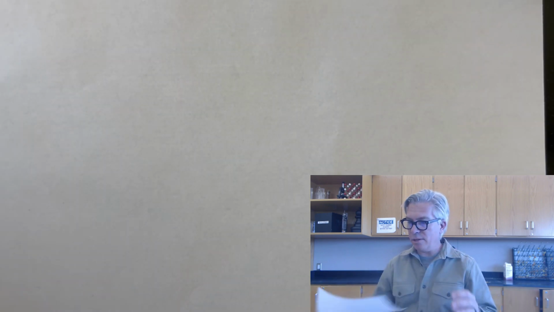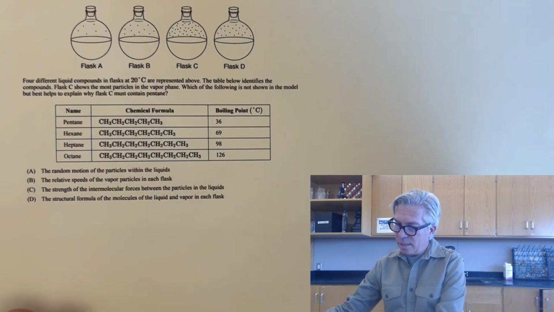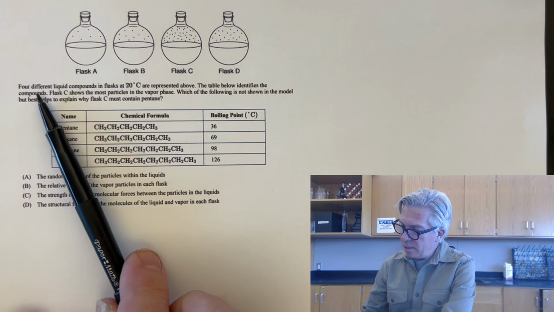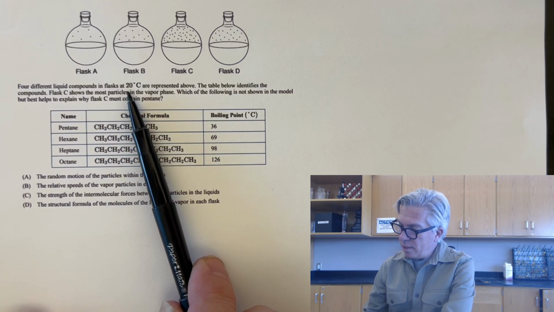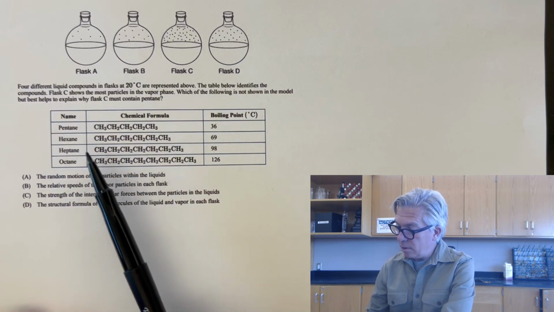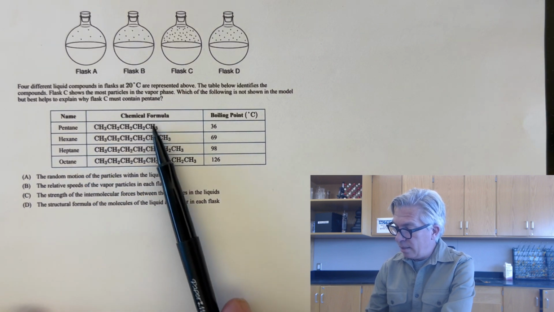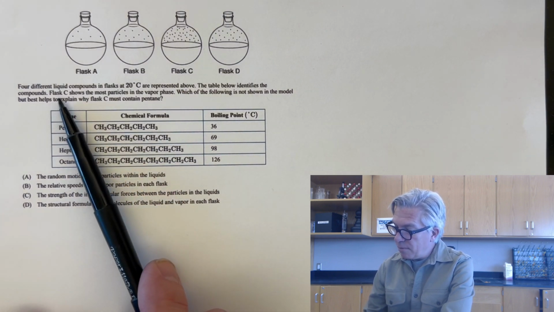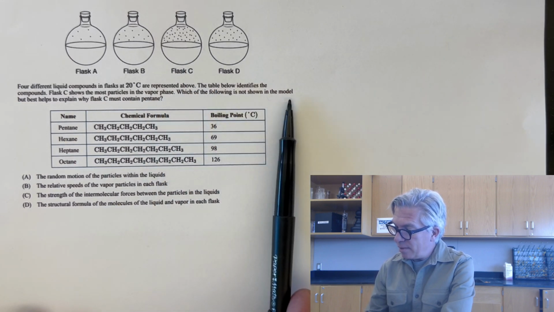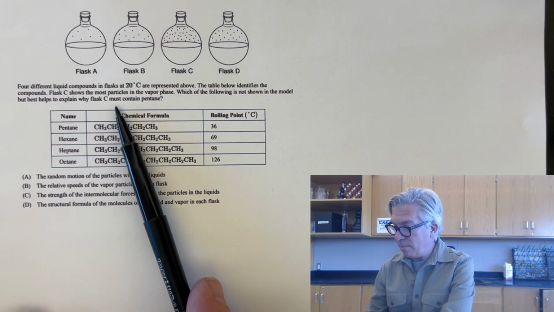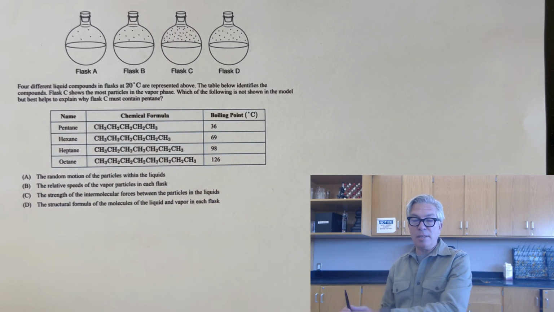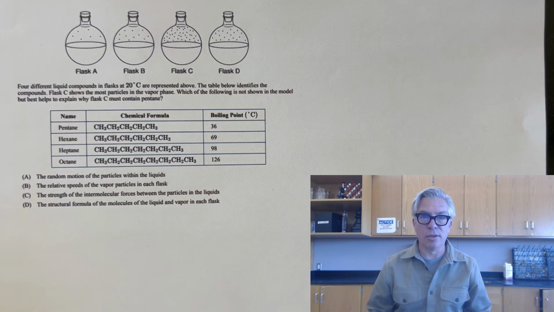All right, quick pause the video moment again. Hopefully you're practicing along. Here we have a more complicated one. We have 4 different liquids in flasks at 20 degrees Celsius represented above. The table below identifies the compounds. So we have pentane through octane, adding a carbon each time. Flask C shows the most particles in the vapor phase. Which of the following is not shown in the model but best helps to explain why flask C must contain pentane? Take a moment, pause the video, and choose your answer for this one.